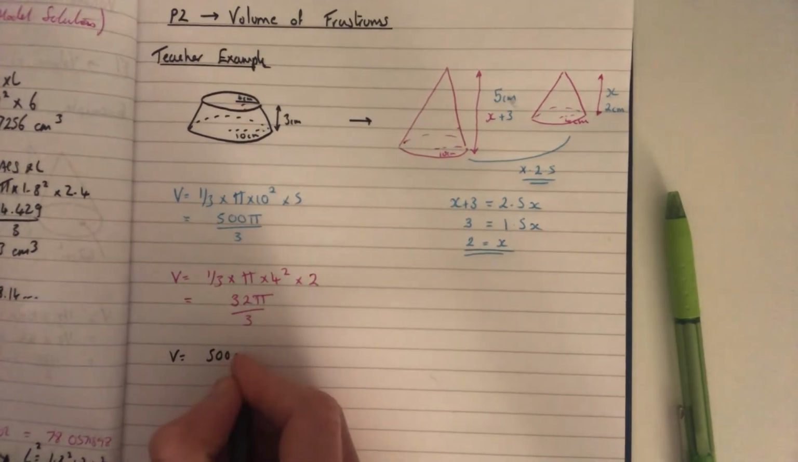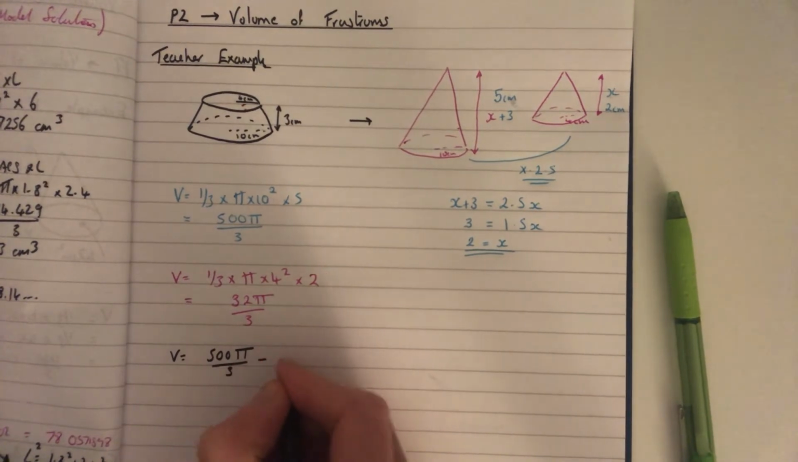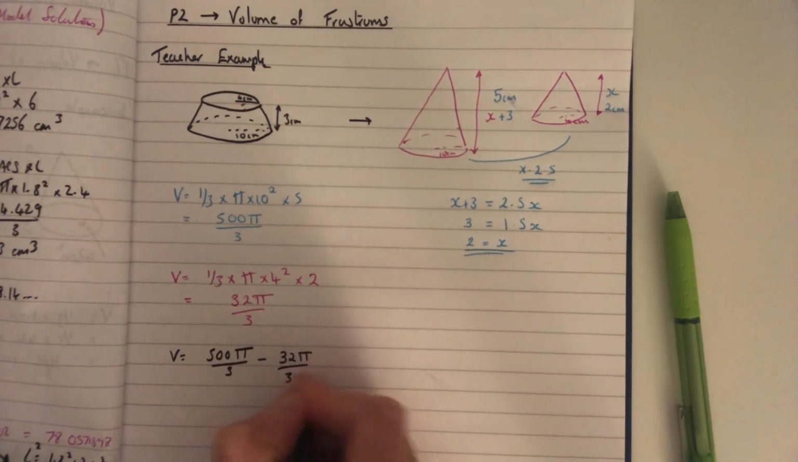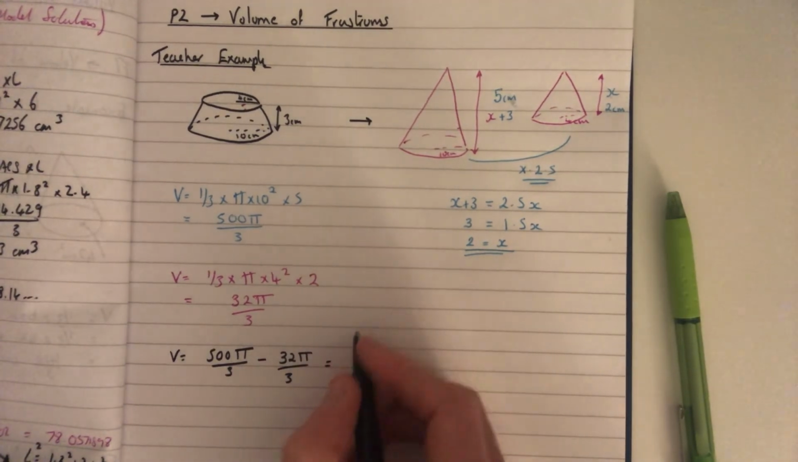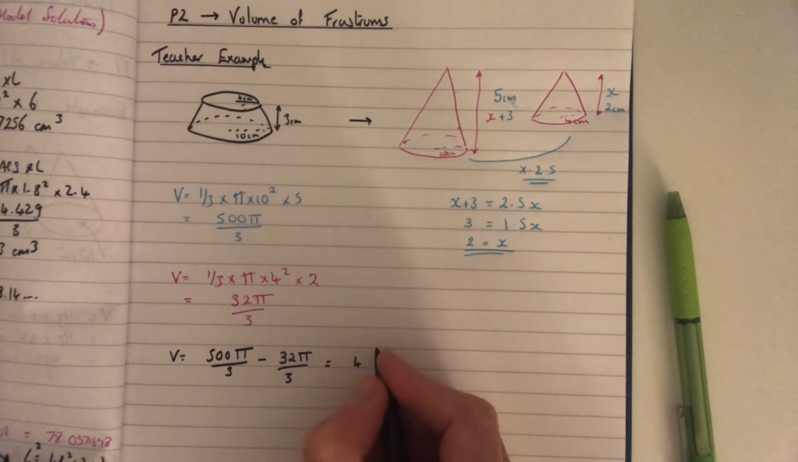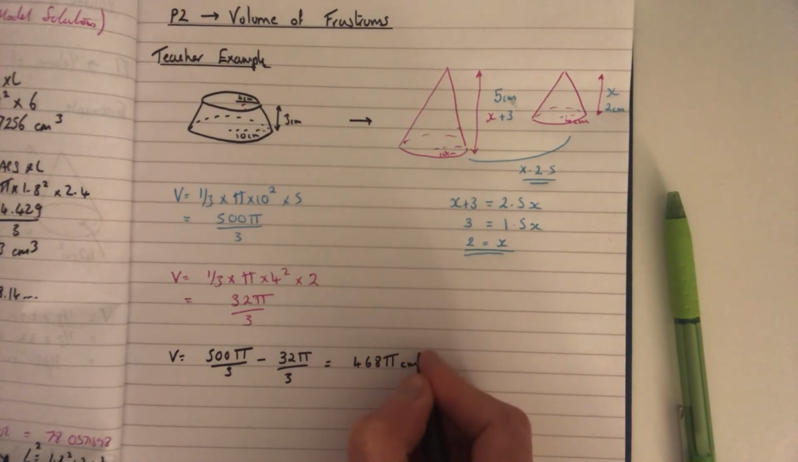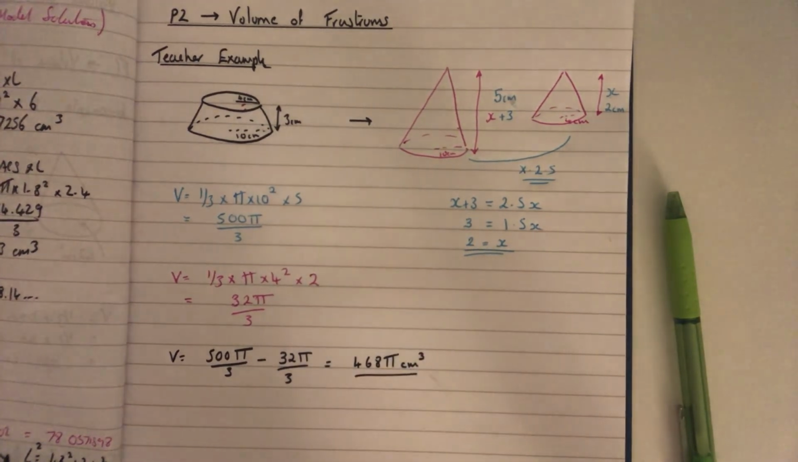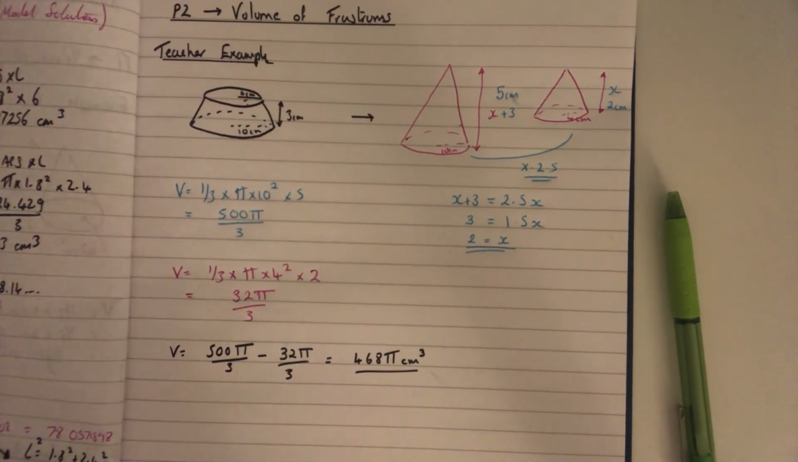So the volume of the frustum would be equal to 500 pi over 3, take away 32 pi over 3, which would leave us with 468 pi centimeters cubed. And obviously stick that in a calculator and work that out. Yeah, that's how you find frustums.